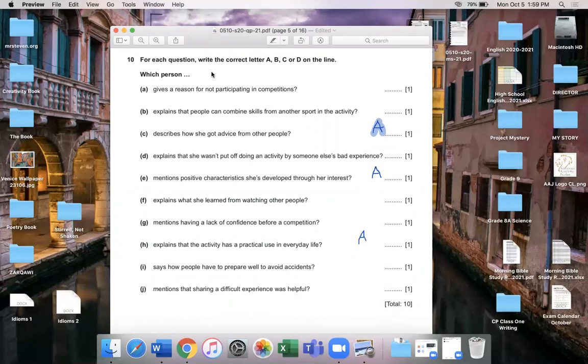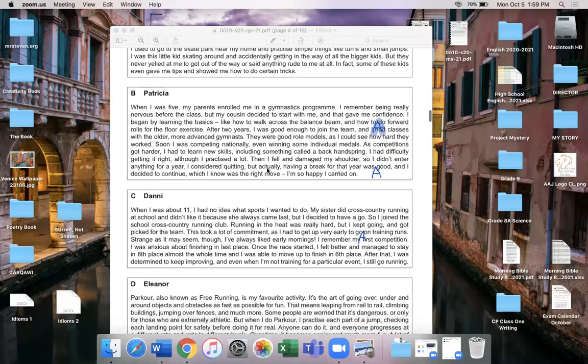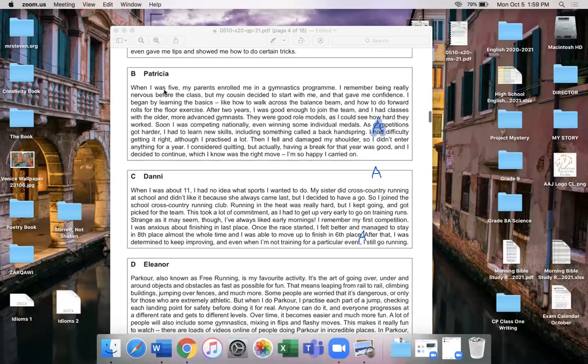Yeah, sure. So for the first one, it gives a reason for not participating in competitions. So in my mind, probably the only two that mentioned competition were Danny and Patricia. Yeah, Patricia, I think her name was. But Patricia broke her shoulder, or she was nervous about something. I don't really remember, but I think it probably is Patricia more than Danny, because she mentioned competition way more than Danny did. Okay, and I had Patricia too. So when I was 5, my parents enrolled.